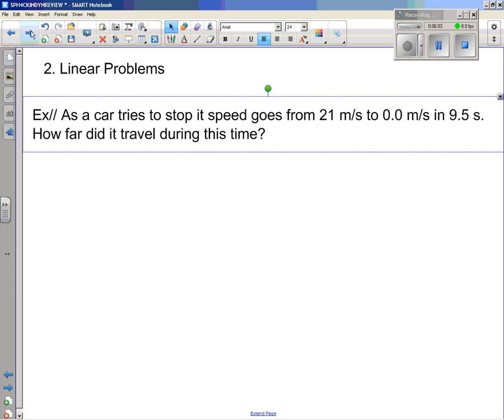What else do we have to cover? All right, so that covers motion graphs. Now we'll look at linear kinematics problems. This is a whole page on your kinematics test, so we better go over a few of these, all right?